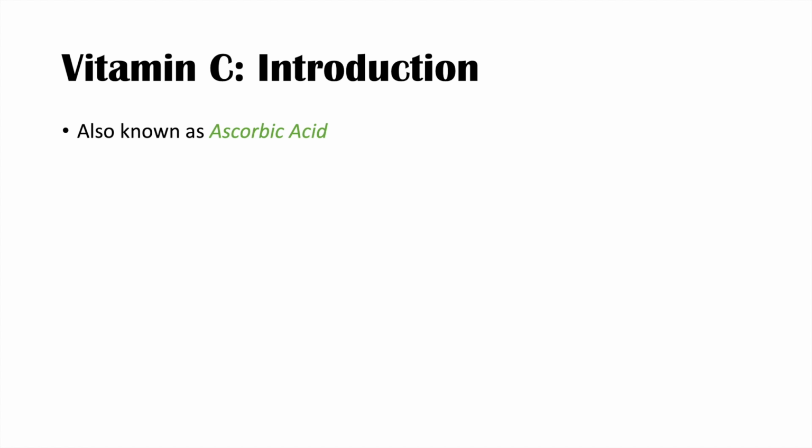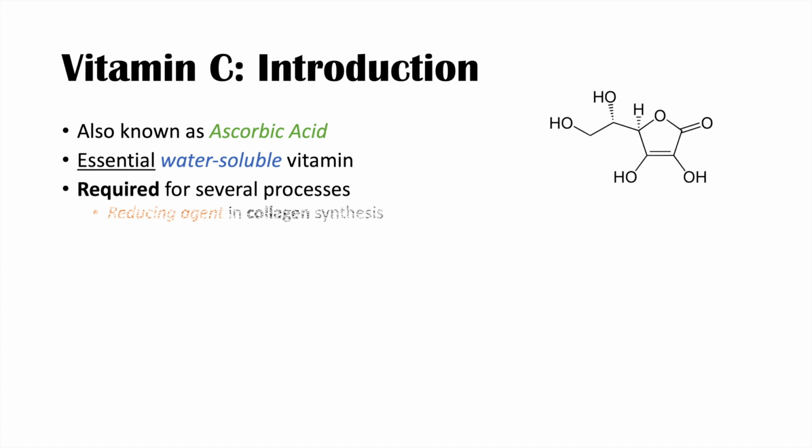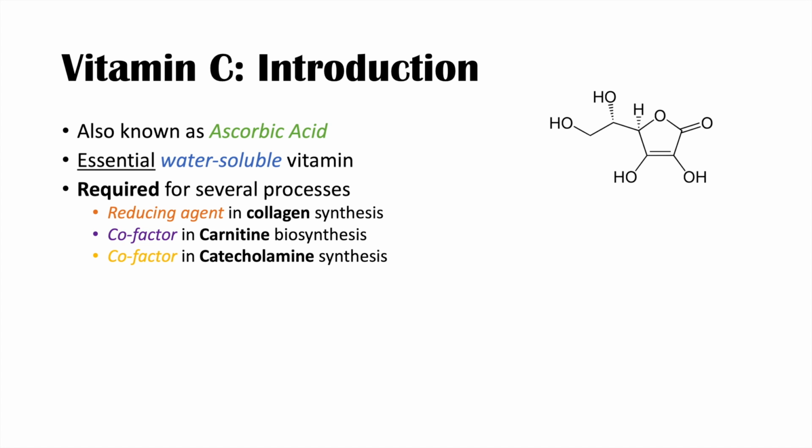So vitamin C is also known as ascorbic acid. It is an essential water-soluble vitamin. It's required for several processes. One of those is acting as a reducing agent in collagen synthesis. Another one is acting as a cofactor for enzymes in the carnitine biosynthesis pathway. And another one is acting as a cofactor for enzymes in the catecholamine synthesis pathway. We're going to talk in more detail in the next slide about each of these processes.